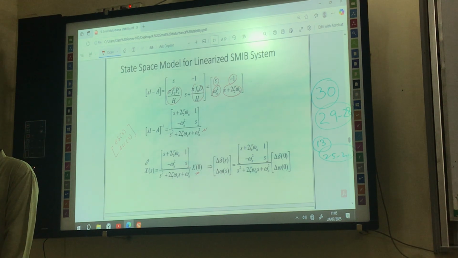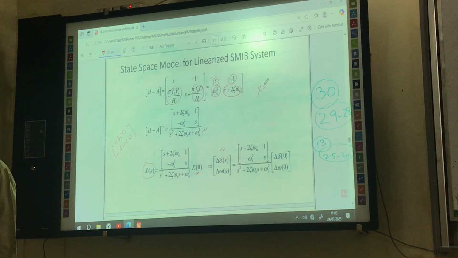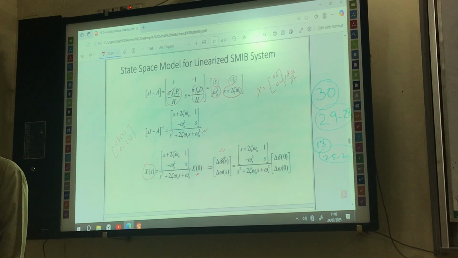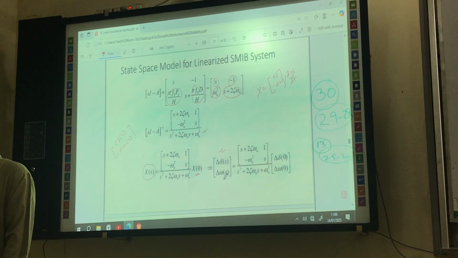Do you have any question here? Why inside this x of s do we have these two? Because previously we determined our state variables. It was x, and it was del delta and del omega, right? Del omega or d del delta of dt, the same thing. This is del omega. This is in the time domain, but whenever we apply the Laplace transform, it should be in the frequency domain or the s domain. So this is del delta of s and this is del omega of s.